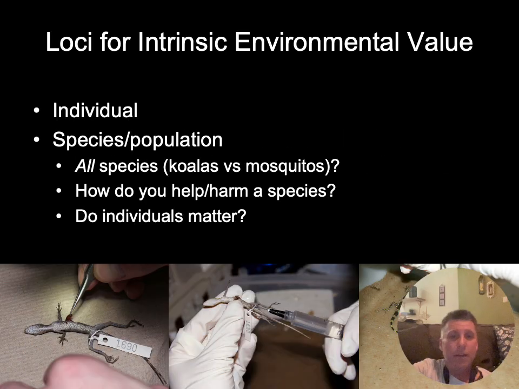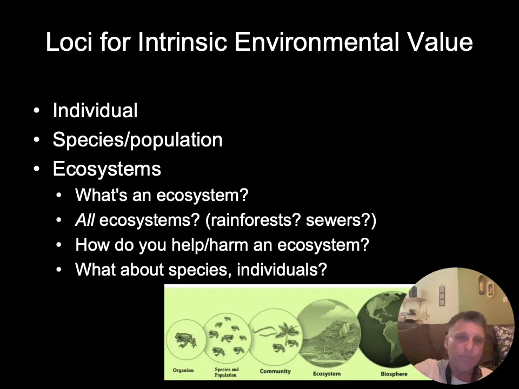What if we take species as being the thing that has value? Are you talking about all species? Do both koalas and mosquitoes have the same amount of value? It doesn't seem like we treat it that way. And then issues come up with this, right? Like, how do you harm a species? How do you damage it? And then if the species is our focus, then do individuals matter? And this is a big conflict in terms of a lot of conservation approaches.